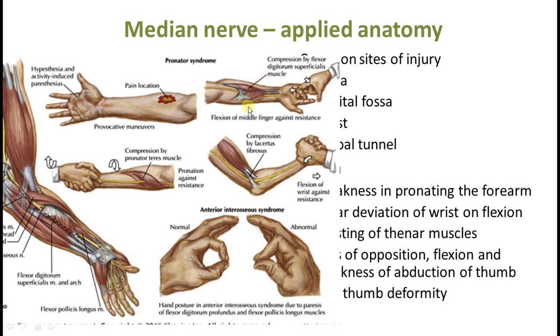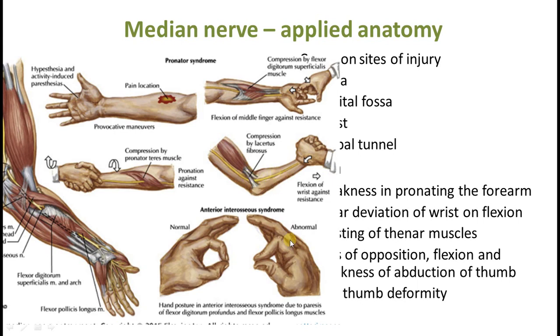So if the flexor digitorum superficialis is damaged, then naturally he won't be able to flex his finger against the resistance. Pronator teres syndrome, again asking the patient to pronate against resistance. So you give some resistance and ask the person to pronate. Then sometimes if it is compressed in the lower part of the arm or elbow by ligament of Struthers, you ask the patient to flex the wrist against the resistance.